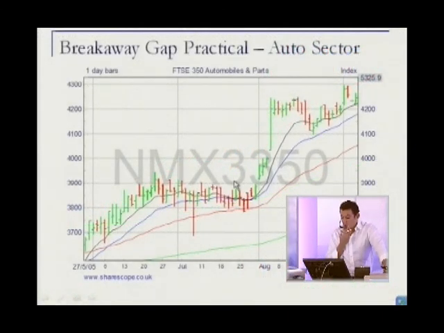What about this one? Auto sector. Can't see the volume on this chart, so we just have to look for the initiation of the move, which you can see is here.